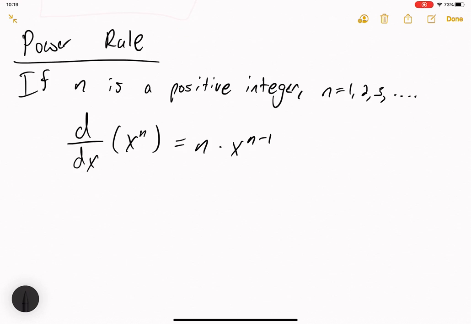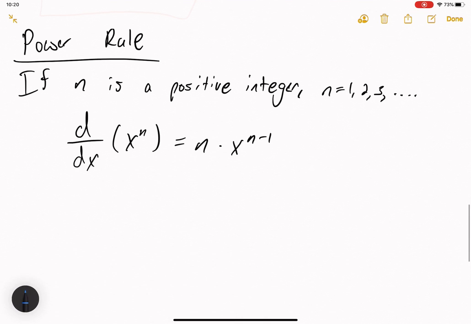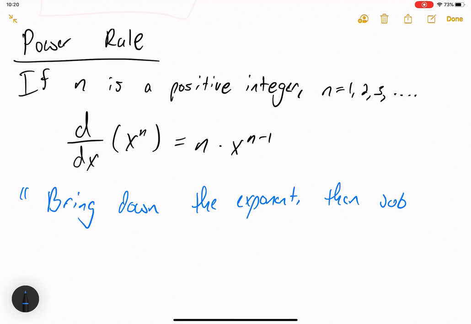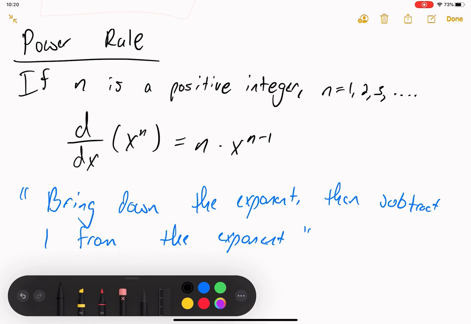So I'm just going to write that informally, in blue, on how we usually say the power rule for derivatives. We'll say bring down the exponent and subtract 1. So that's just one of the ways you could say the rule and memorize it. But let's do a quick example of what this might look like.